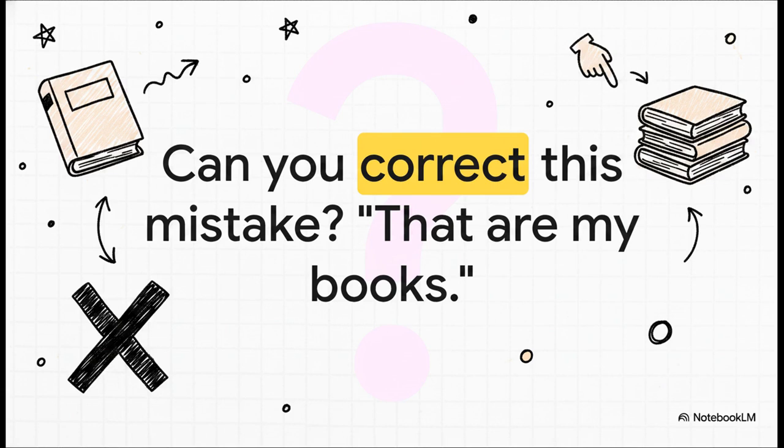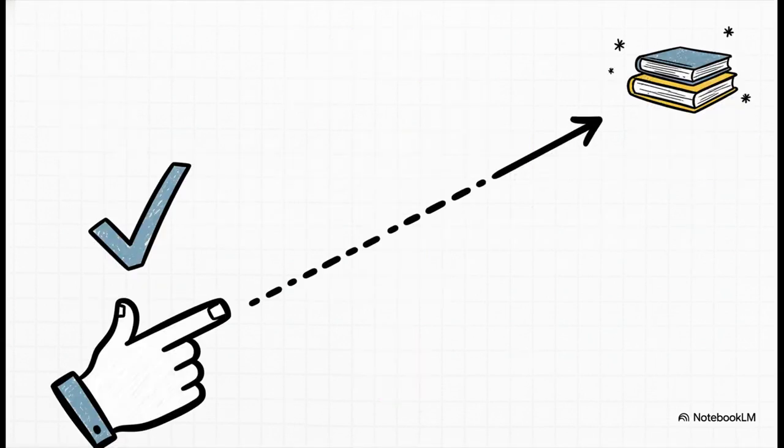Okay, let's try another one. Can you correct this mistake? The sentence is, "That are my books." Look closely at the distance word and look at the number of objects being talked about. That are my books. How would you fix this so it sounds right? The correct answer is, "Those are my books." So the crucial point is that books is a plural noun, and the verb are is plural. The word that is singular, so it completely breaks the rule. We have to swap it out for its plural cousin, those, to perfectly match the plural books that are sitting far away.